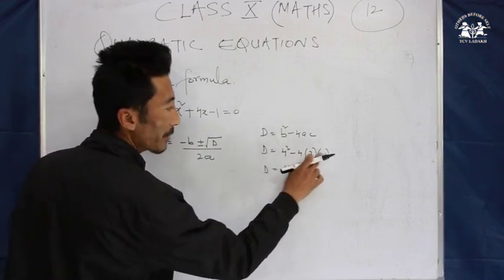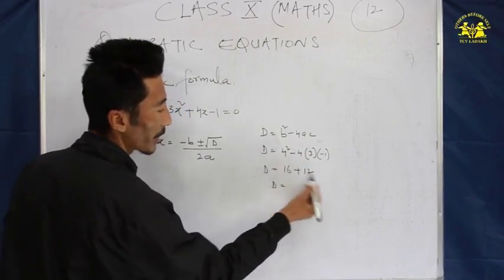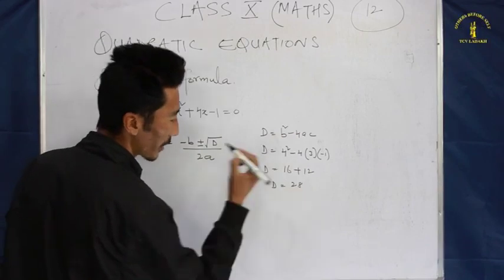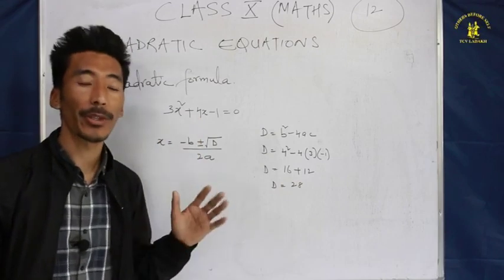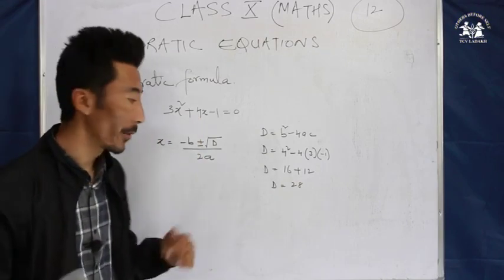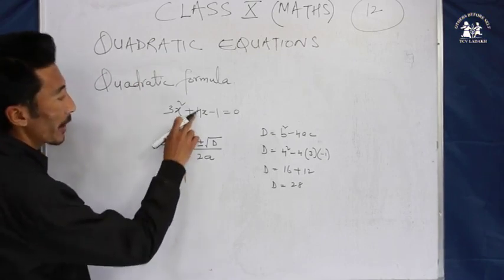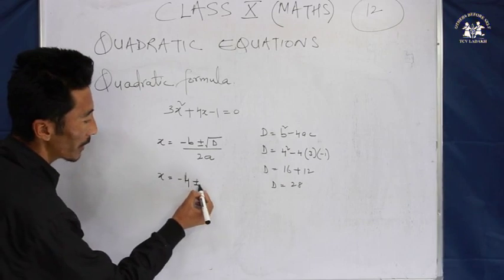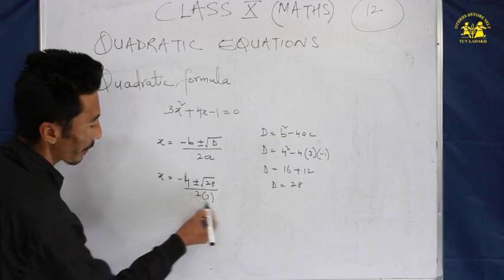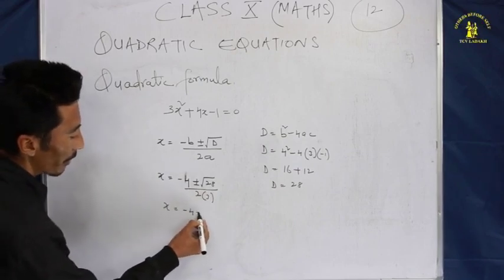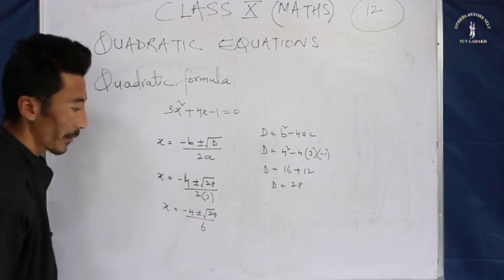So D equals 4 squared, 16, plus 4 times 3, which is 12. So 16 plus 12 is 28. So D is 28, which is positive. A positive D means the root is real. That solves in x equals minus b, which is minus 4, plus and minus root D, which is 28, divided by 2a, where a is 3. So x equals minus 4 plus and minus root 28 divided by 2 times 3, which is 6.